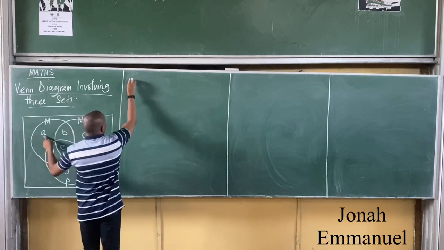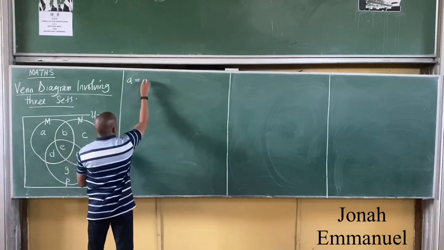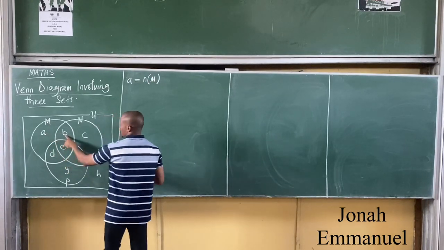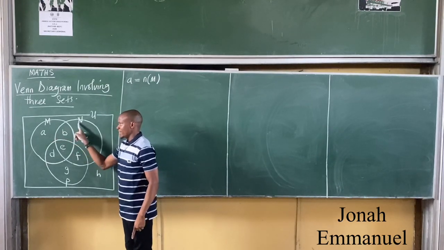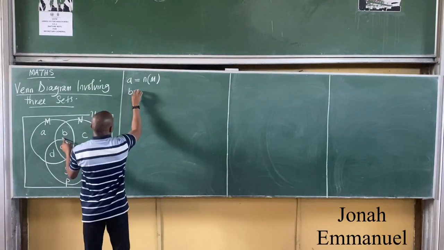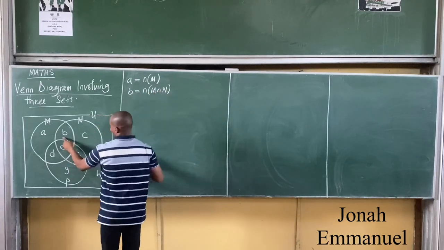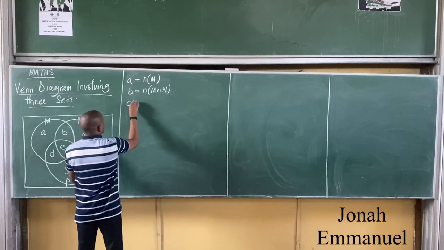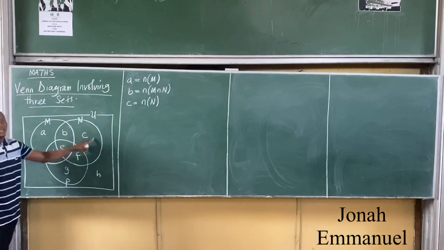Define all of these spaces in set notation. This point here, A, is the total number of elements in M only, so it's n of M only. Next, this space contains two circles, M and N, meeting at this spot. It's called an intersection. So B is the total number of M intersection N. This point here is only for my N circle, so C is n of N only.